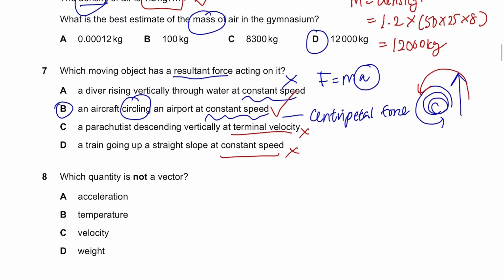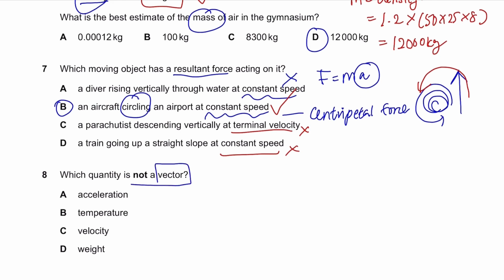Question 8. Which quantity is not a vector? Vectors are something that has a direction in it. Correct. Temperature, of course, no. Don't get confused by the thermometer liquid going up and down. That's not the kind of direction that they're talking about. Velocity, yes, and weight, yes.